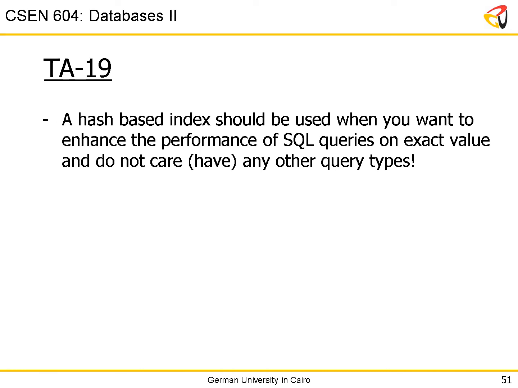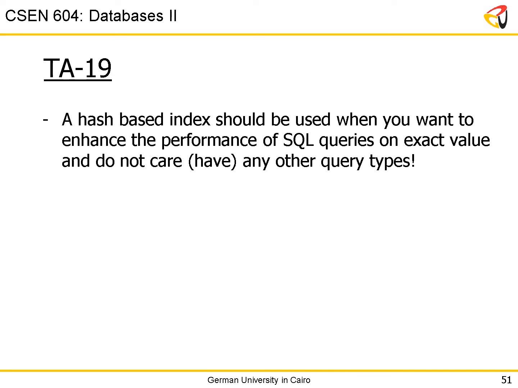So the takeaway is that a hash-based index should be used when you want to enhance the performance of SQL queries on exact value and do not care about any other query type. Why am I saying that? Because remember, hash-based mechanisms are great except with one issue: the data is not sorted in any way. So exact value queries like select star from where x equal to 20, or select star from where age equal to 56, or select star from where name equal to Ahmed. You have exact value searches only.